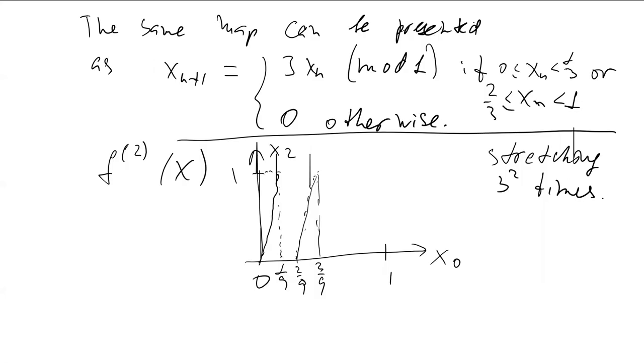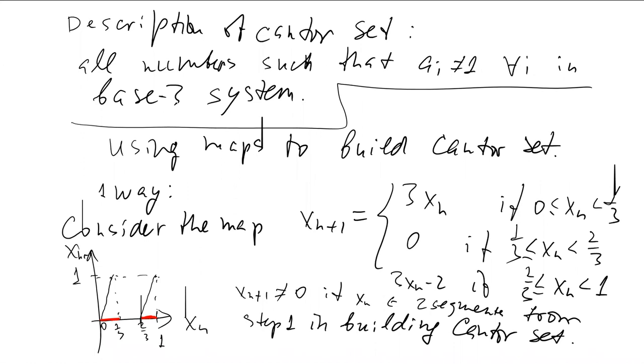To explain, I will slightly change the notation here. I will say this is x_{n+2} and here x_{n+1}. Now what we see is that x_{n+2} is 3 times x_{n+1}, provided that x_{n+1} is between 0 and 1/3 or between 2/3 and 1. Otherwise it's 0. Here, this is, say, 1/3, this is 2/3.